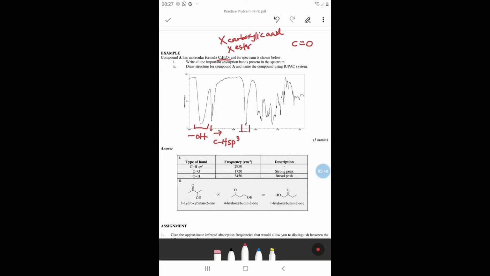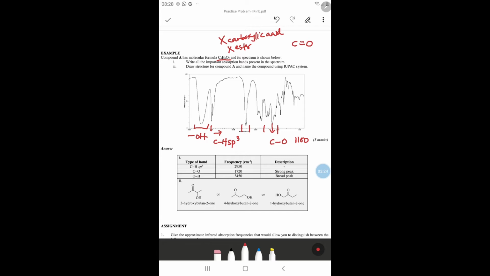When you have an alcohol, you must look at C-O. Remember, I told you the range is very big, between 1000 to 1300, and choose the intense peak. So this is the peak, around 1100. And the C double bond O is around 1720 or 1715.